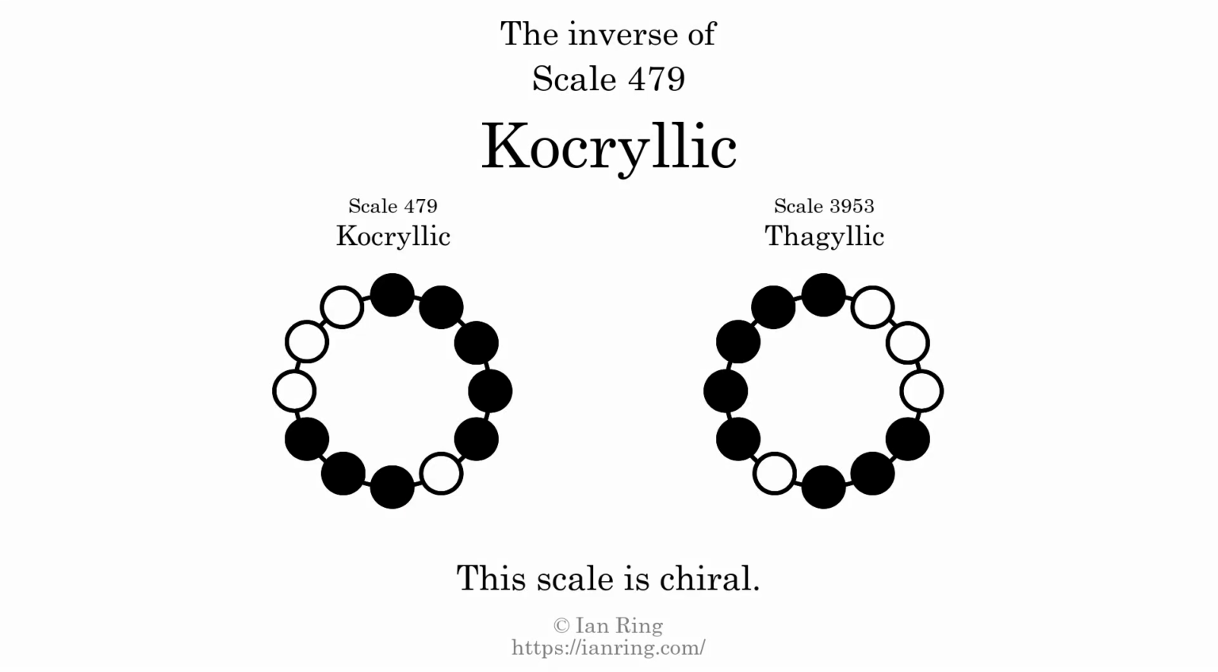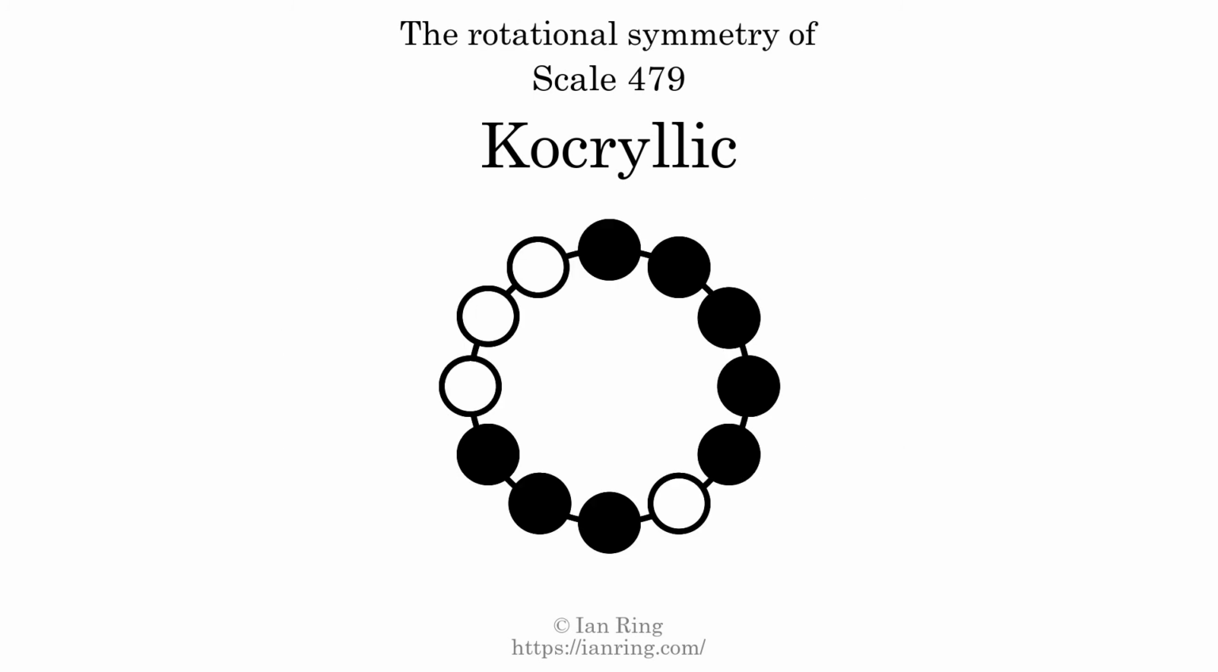The inverse of a scale is a mirror image. It is what you get when the sequence of intervals is reversed. The inverse of this scale is scale 3953, also known as Kocryllic. This scale is chiral. It cannot transform into its inverse by rotational transformation. This scale has no rotational symmetry.